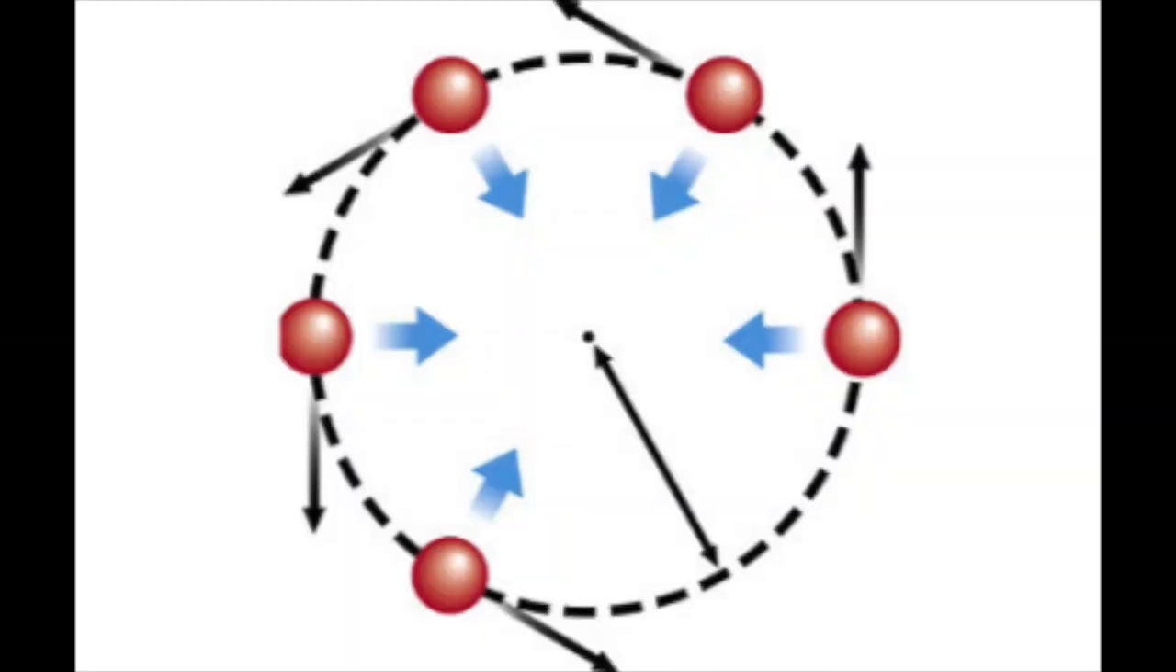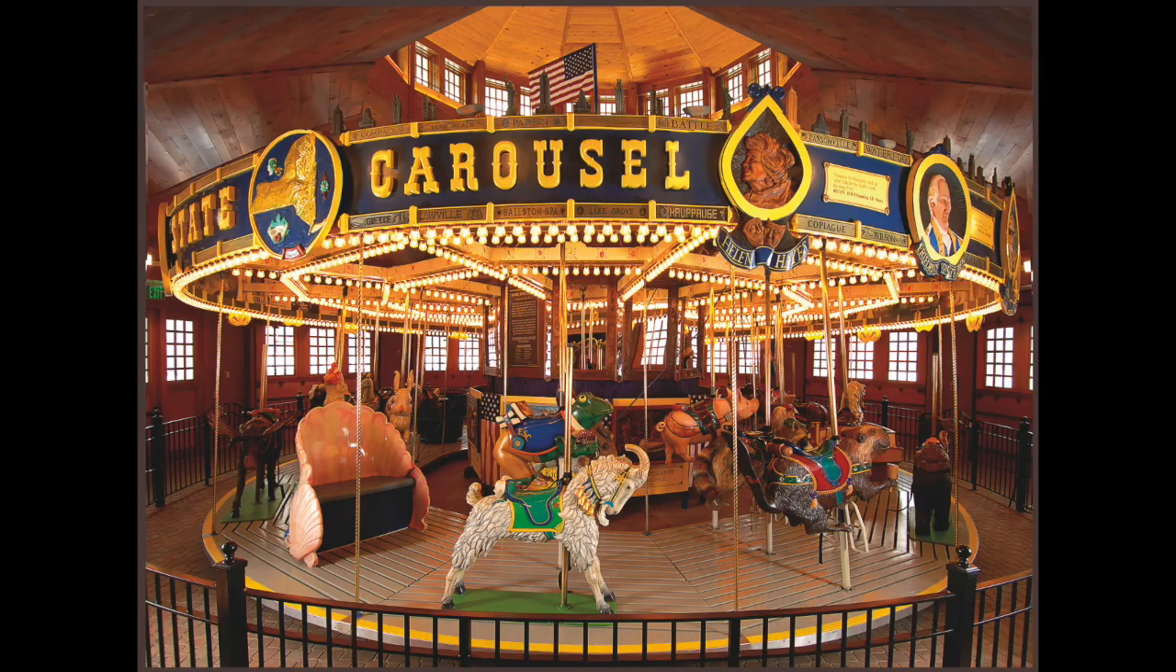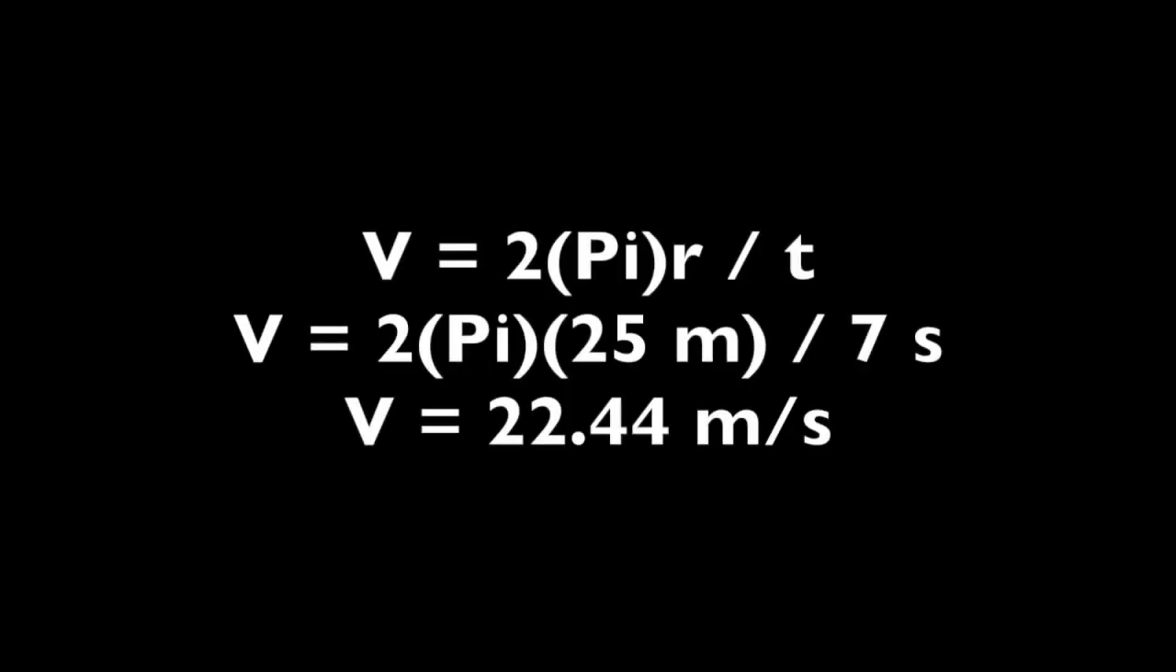Circular motion is a movement of an object along the circumference of a circle or a rotation along a circular path. We see circular motion demonstrated in real life in a carousel. Given the measurements of the carousel itself, and after finding out the time it takes for one rotation, we can find its velocity. For example, you measure the radius of a carousel to be 25 meters. You then time how long it takes for a complete rotation and get 7 seconds. What is the velocity of the carousel? To find the answer to this problem, we use the equation v equals 2 pi r divided by time. After plugging in all the data, you will find the velocity of the carousel to be 22.44 meters a second.